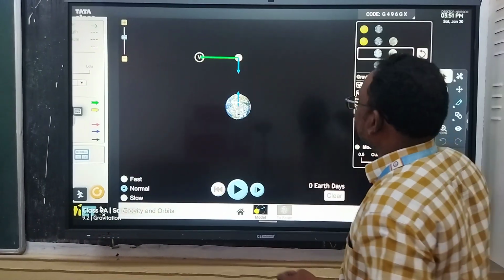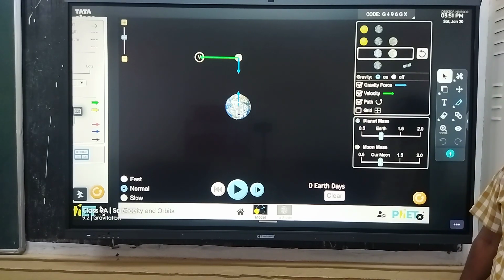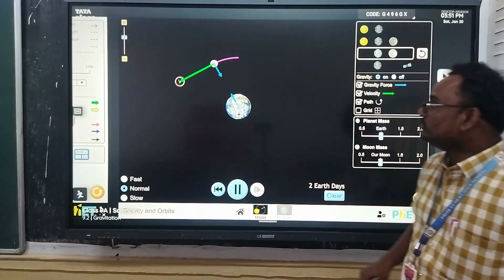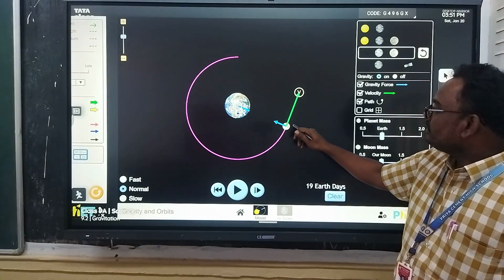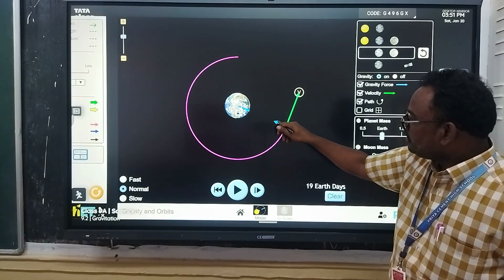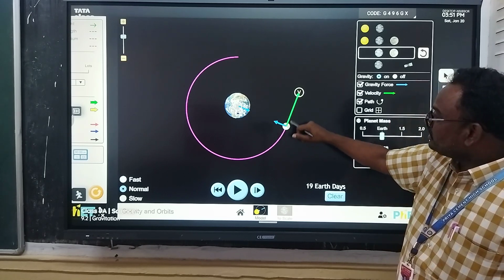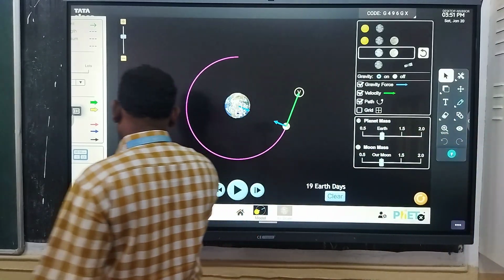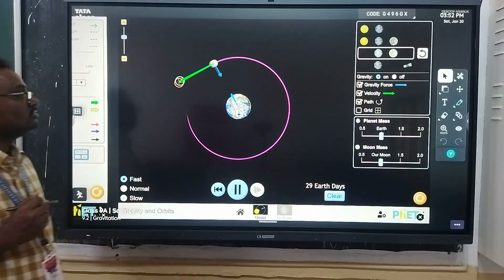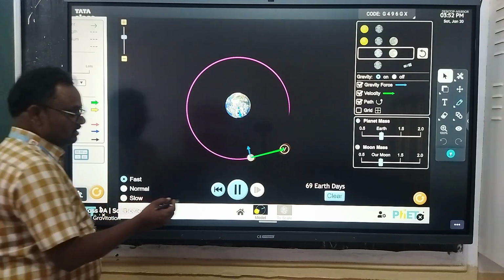Now, if we take only the moon and the earth, between the moon and the earth there is also a universal force of gravity. You see how the path is. Here the blue color is the direction of the force of attraction toward the earth, and this green color arrow mark is the direction of velocity. Okay. If you take fast lines, this is the path of the moon around the earth.